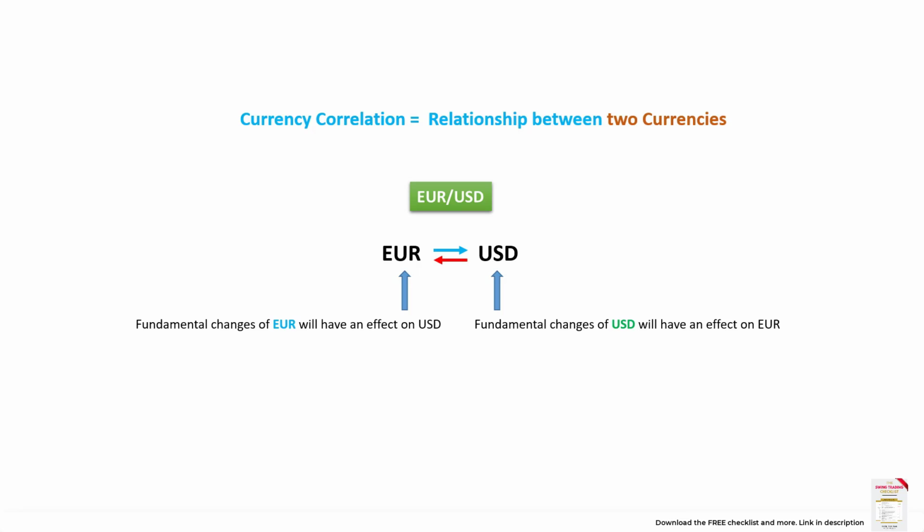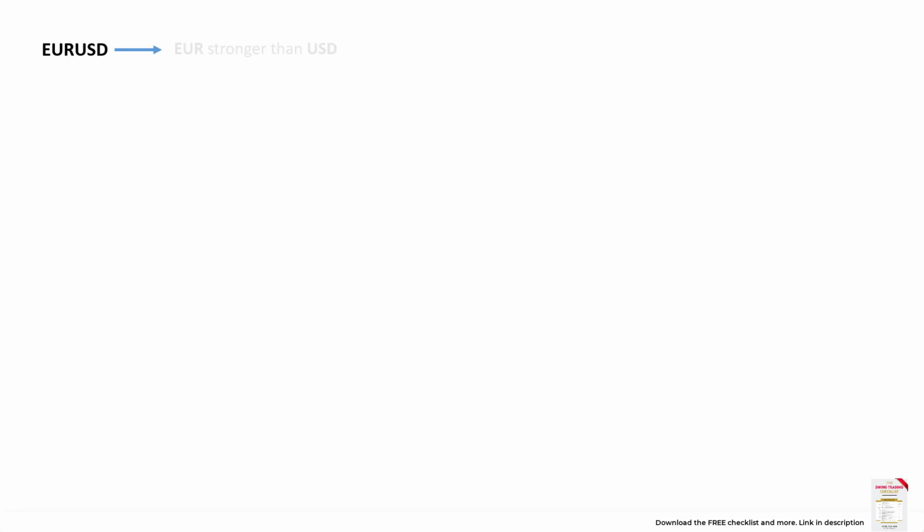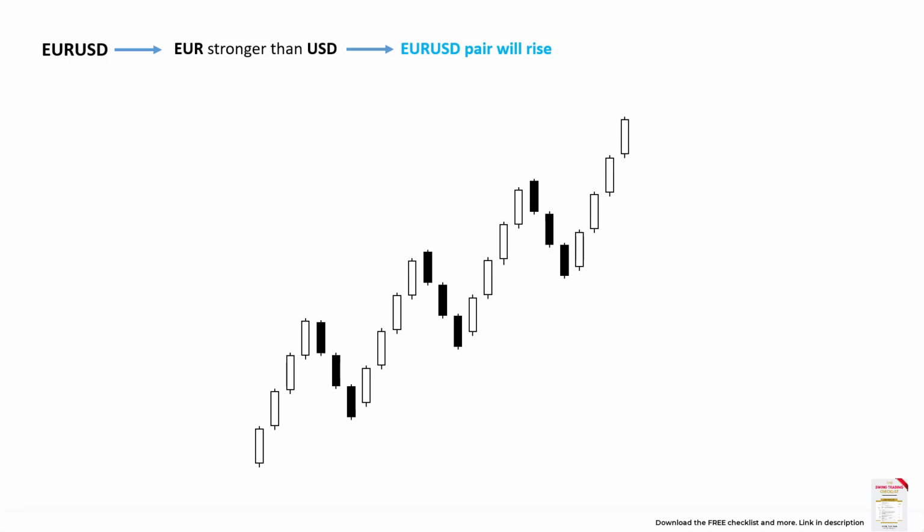So let's say if the euro gets stronger than the US dollar because of its economic or other fundamental changes, then the overall EURUSD pair will have bullish momentum and the price will rise, since here the euro is the base currency, and we know that if the base currency becomes stronger over the counter currency, then the price rises on that pair.